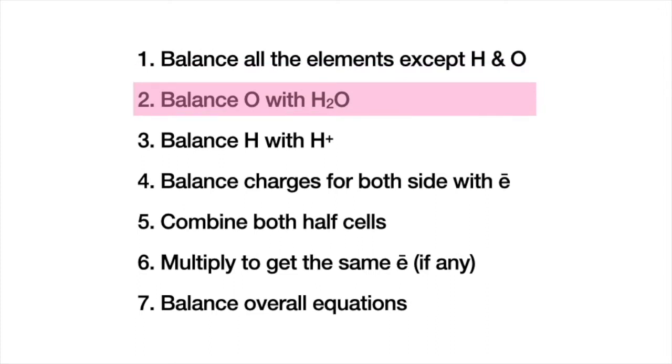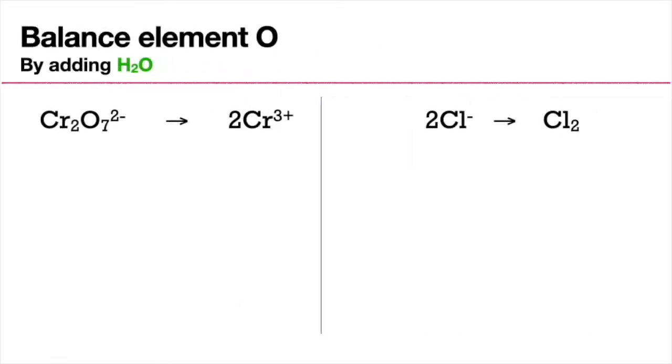Next, balance oxygen with H2O. There is oxygen at the reactant site, however none at the product site. To balance this, we have to add H2O. There are 7 mole of oxygen at the reactant site. Therefore, we need to add 7 to balance at the H2O. There is no need to balance oxygen at the second half cell as there is no oxygen in it.